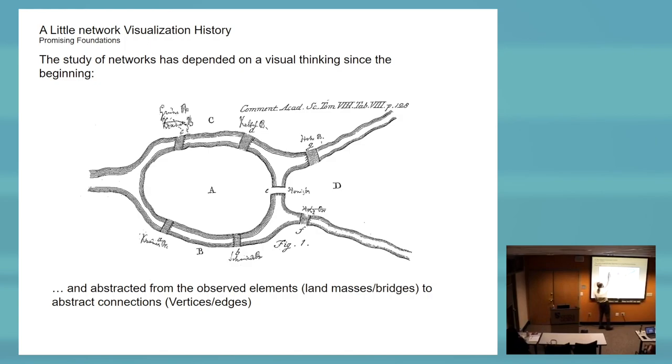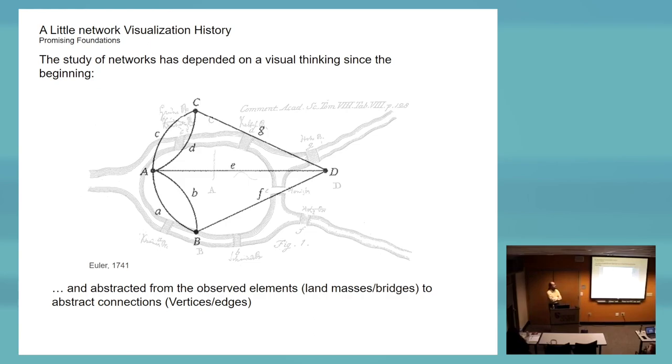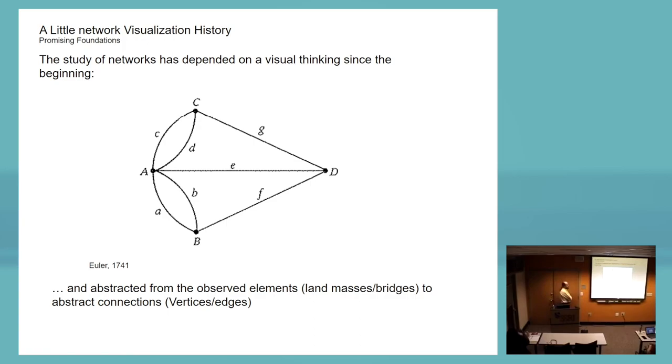And so what Euler did is he turned this into a graph. And this is the start of graph theory in mathematics. This is where it first showed its head. And it also raises this idea of abstracting from something that's real, like a point of land or a bridge, and turning that into this notion of points and lines. And so the idea of points and lines, or vertices and edges, had its start a long, long time ago, and this is where we get our work.